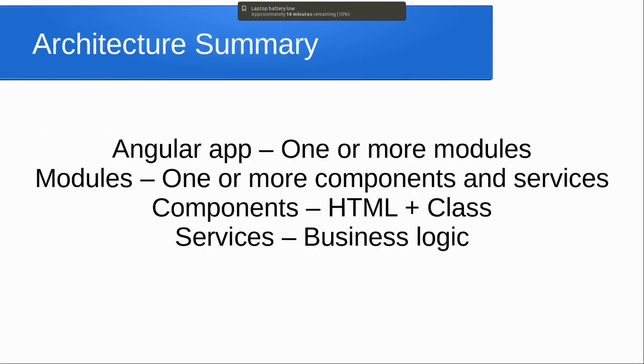Architecture summary. So let's go to the architecture summary. Here is your architecture summary. An Angular app contains one or more modules. A module contains one or more components and services. Components contain HTML and classes. Services contain business logic. Modules ultimately render the view in the browser.